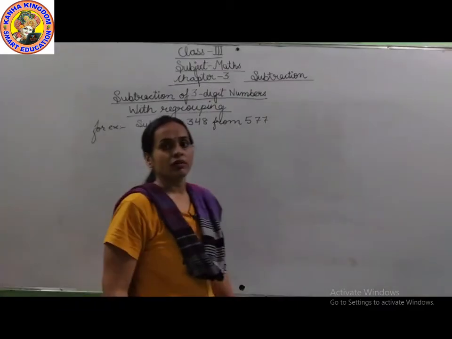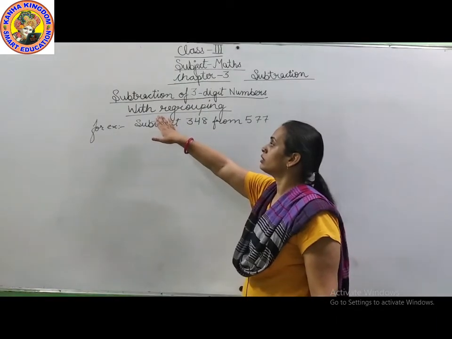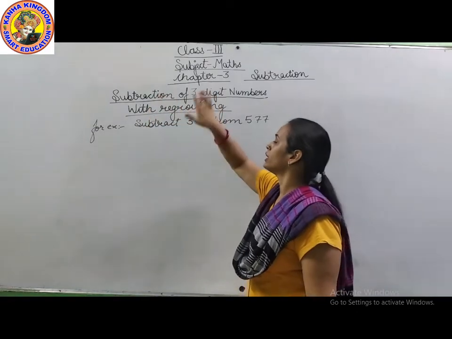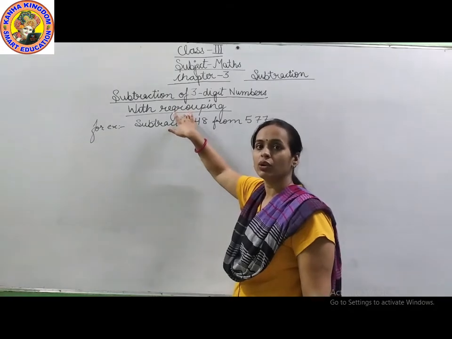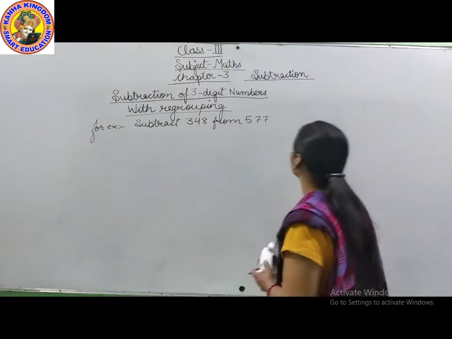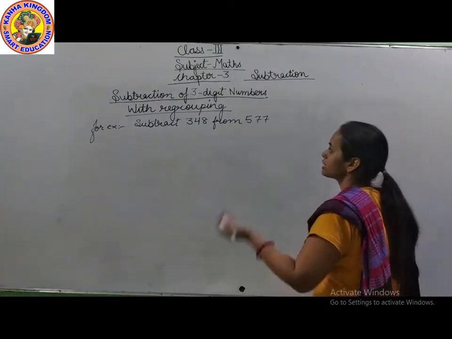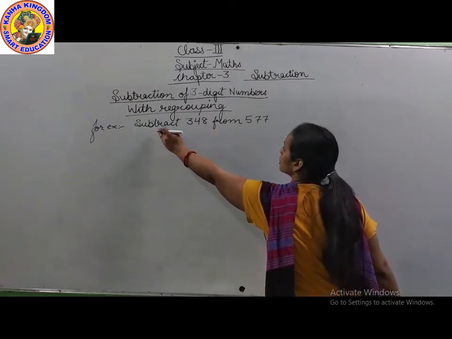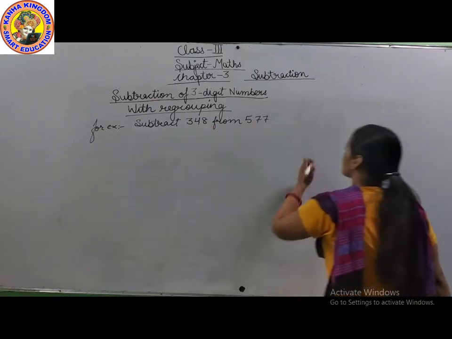Now, without regrouping is done. Our next topic is subtraction of 3-digit numbers with regrouping. In regrouping, we borrow 1 if our number is less than the second number. So for example, subtract 348 from 577.